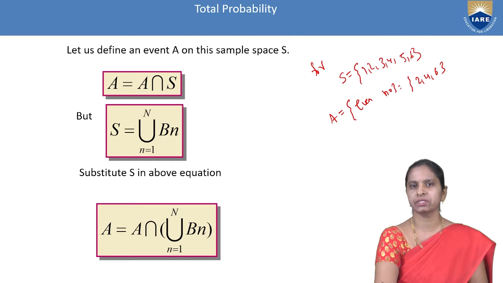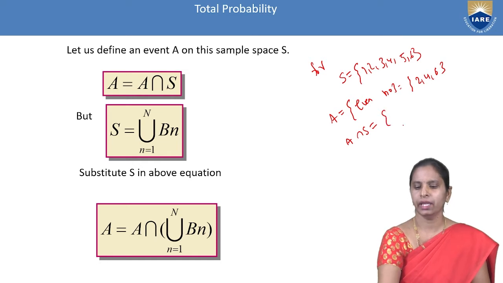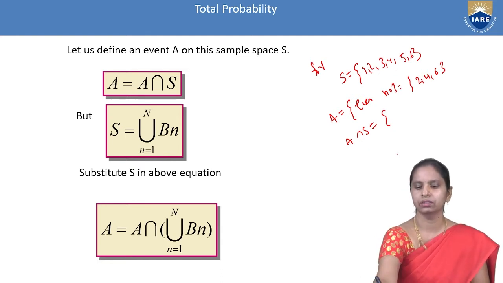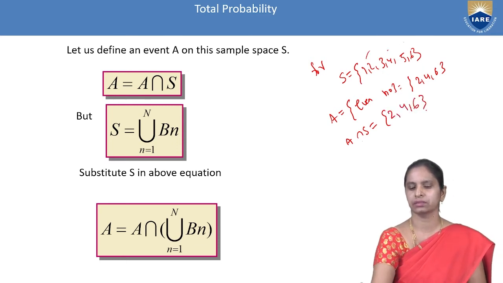I am defining the sample space S. Now, what is A intersection S here? A is nothing but 2, 4, 6. And S is equal to 1, 2, 3, 4, 5, 6. So, A intersection S is the set of the common elements. In this, the common elements are 2, 4, 6. So, A intersection S is 2, 4, 6. Now, what is 2, 4, 6? That is nothing but the event A itself. Therefore, I can write the event A as A intersection S. Any event I can write as the intersection with the sample space.